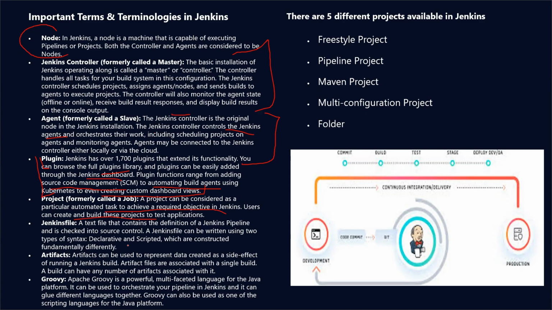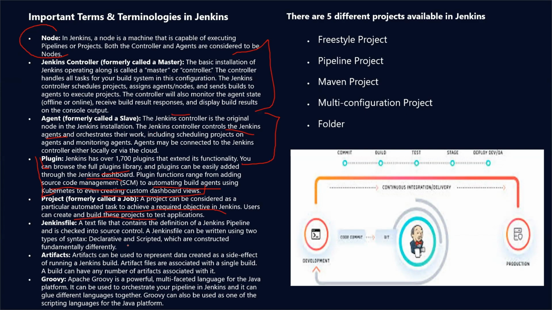Artifacts. Artifacts can be used to represent data created as a side effect of running a Jenkins build. Whenever Jenkins builds an application, it will create the artifacts, the dependencies, the code, Java code, war file, jar file. So artifact files are associated with a single build. A build can have any number of artifacts. So artifacts will be stored in the Jenkins working directory. I'll show you once I go to the installation and stuff.